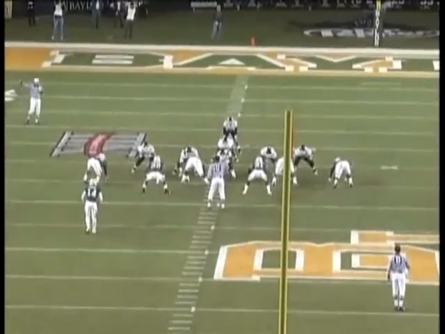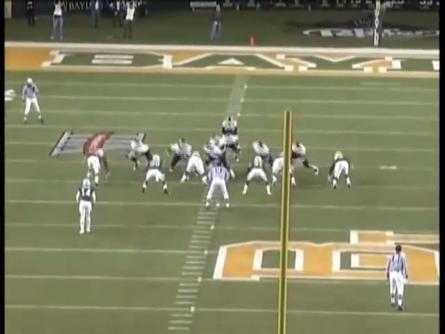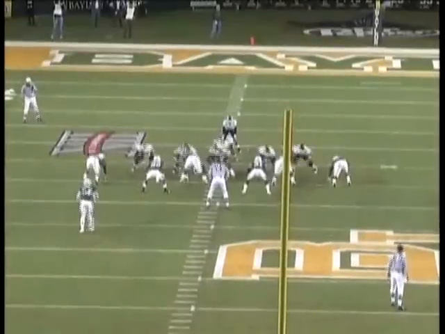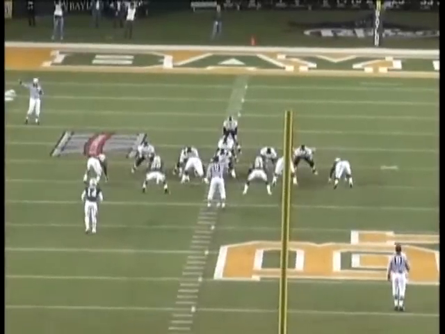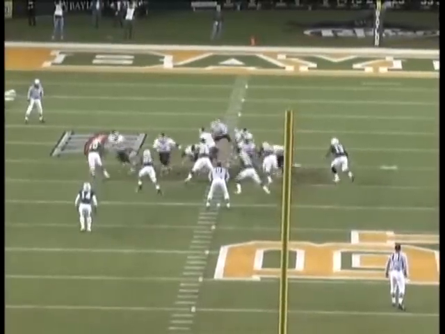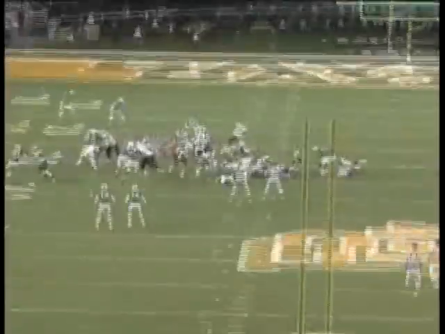Good job by the center. And again, the center, he's the uncovered man, but his gap is threatened. So he's blocking that gap. He's blocking that man. He's reaching that man. The right guard in this case, he's the covered man, but he's the releaser in that double team.